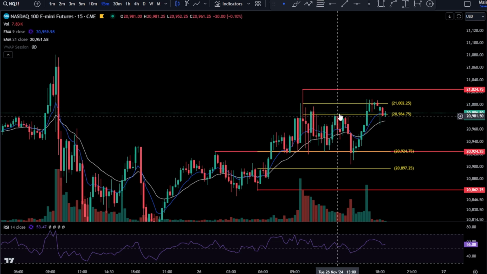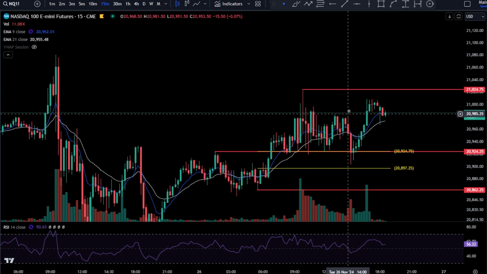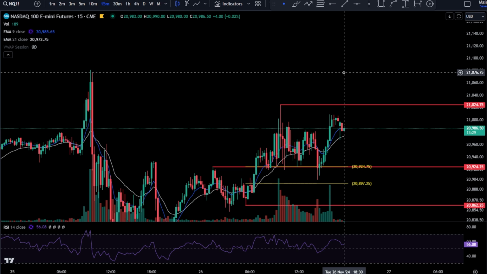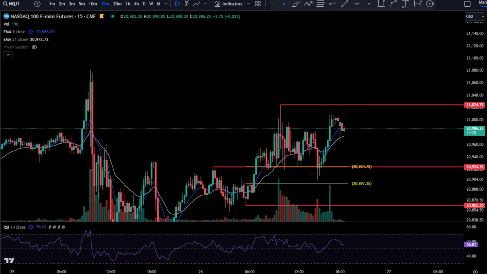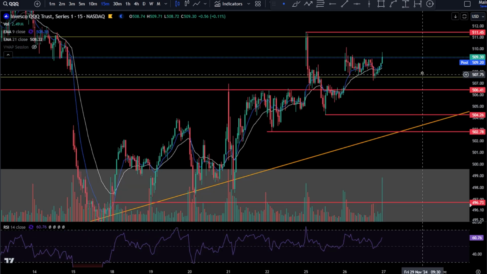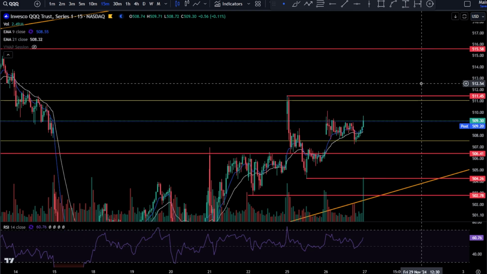Yeah, but this is what I'm saying. You just bounce in between golden pocket to golden pocket, guys. You're stuck in this little range over there on the NASDAQ. You might as well just wait for it to break out. And I gave you the key to that, going for that breakout: get a break above 511.45.